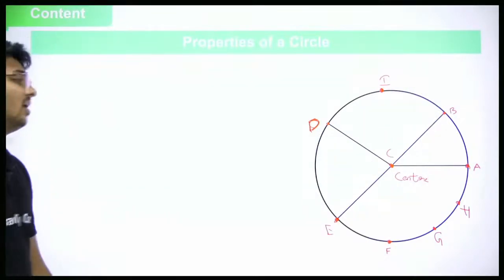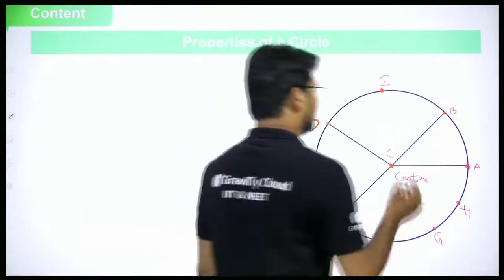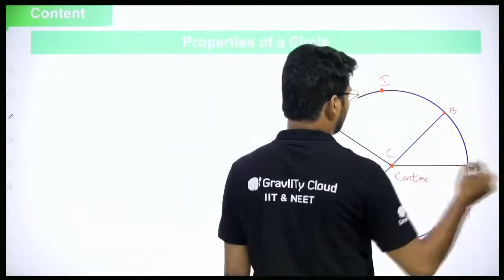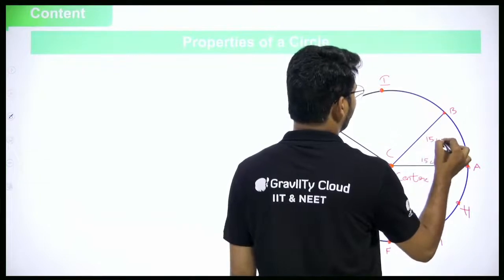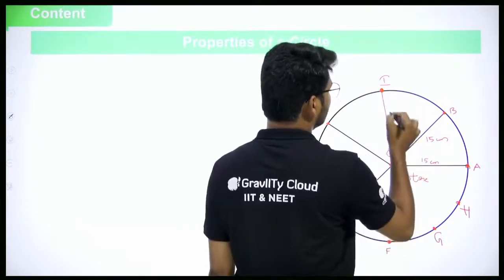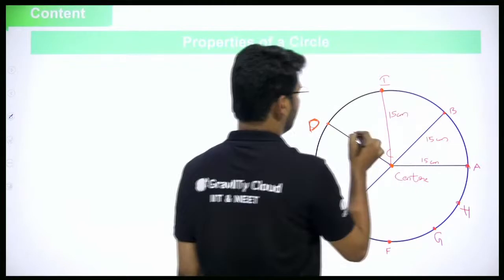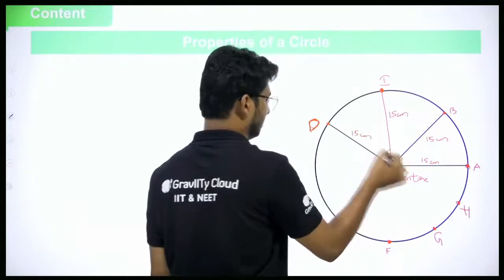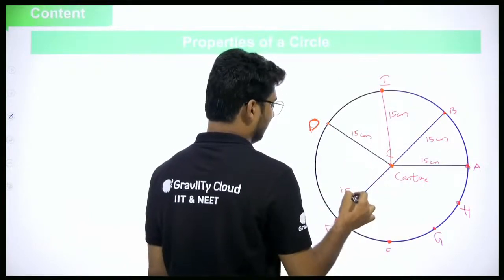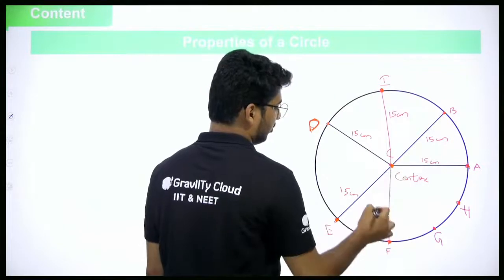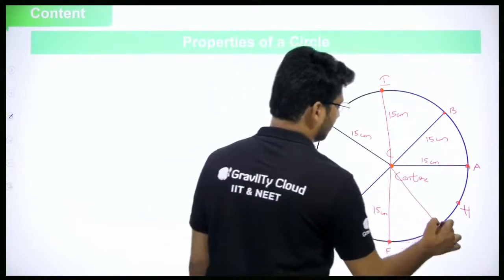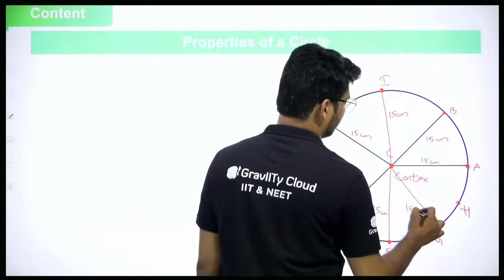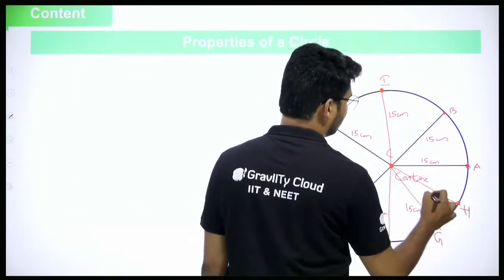So here, the point is, the distance from the center, CA, if it is, for example, 15 centimeter, then CB will be 15 centimeter, CI will be 15 centimeter, CD will be 15 centimeter, CE will be 15 centimeter, CF will be 15 centimeter, CG will be 15 centimeter, and CH will also be 15 centimeter.